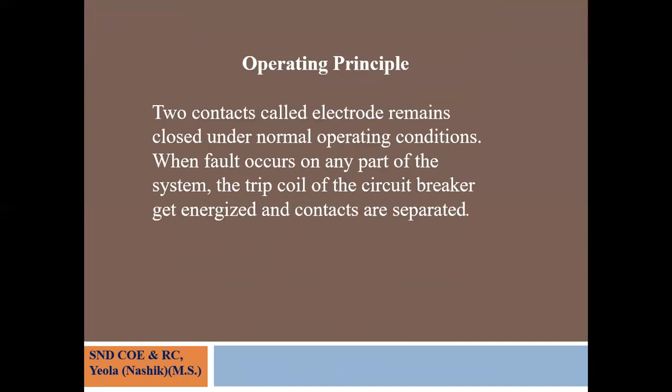The operating principle of a circuit breaker: two contacts called electrodes are closed under normal operating conditions. When a fault occurs on any part of the system, the trip coil of the circuit breaker gets energized and the contacts are separated.